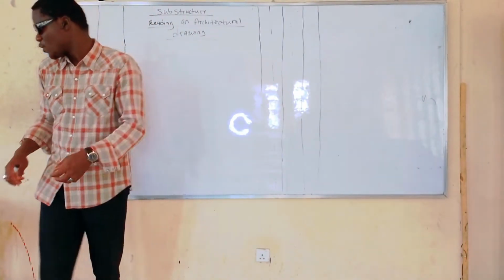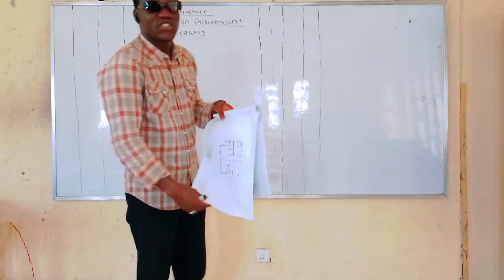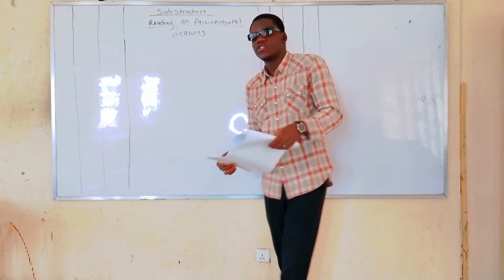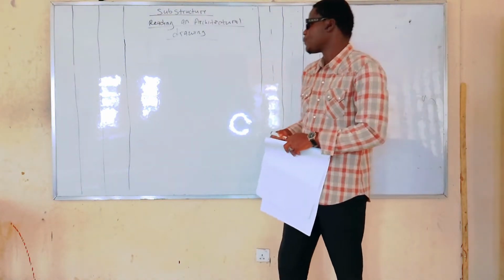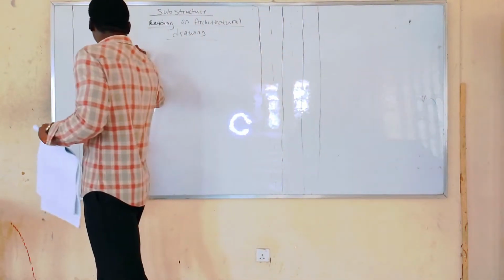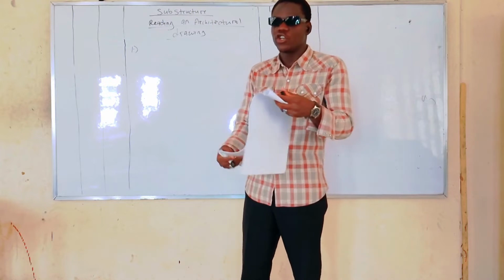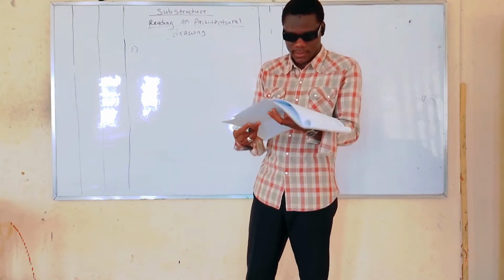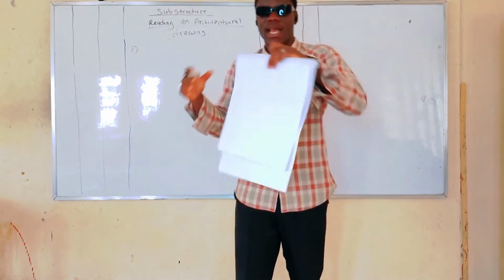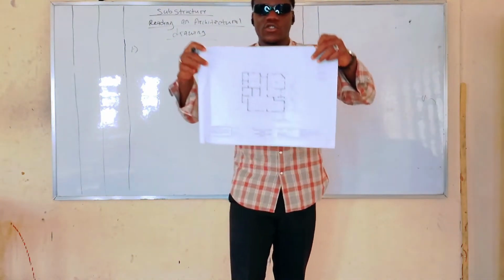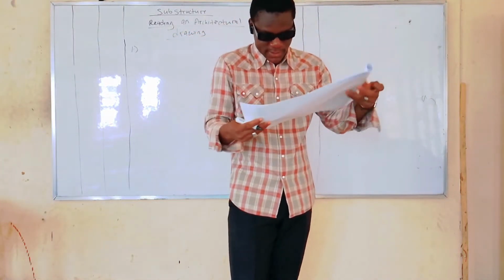Now, when you want to extract the dimensions from your architectural drawings, there are some things you have to be familiar with. First, whenever you're trying to read an architectural drawing, you must view it from the entrance. Let's assume that you're trying to read this architectural plan, you must view it from the entrance.